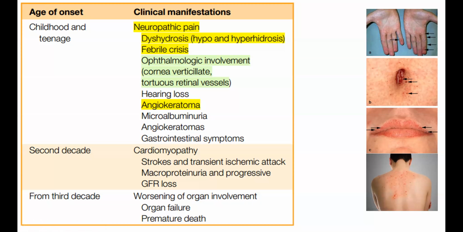or hyperhidrosis. When there is hypohidrosis, it is associated with several episodes of fever. There can be ophthalmological involvement in form of cornea verticillata or tortuous retinal vessels. There can be hearing loss. The classic manifestation, which is very specific for Fabry's disease, is the angiokeratoma. And these are typically seen in the palms, along the umbilicus, at the mucocutaneous junction of the lips, and on the back. The other manifestations are microalbuminuria and GI symptoms.